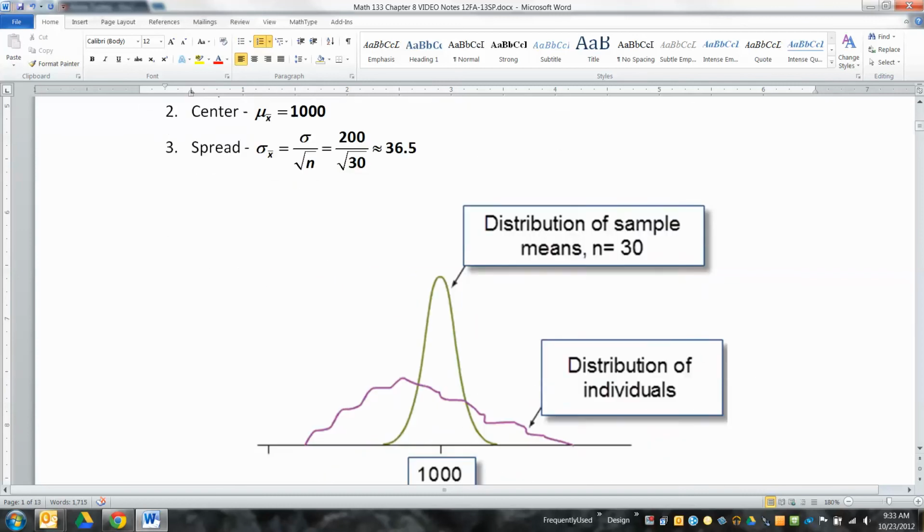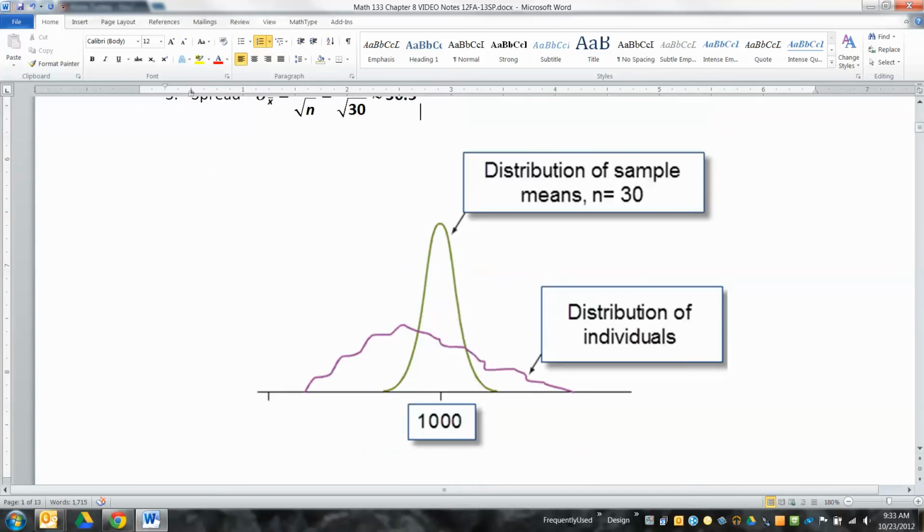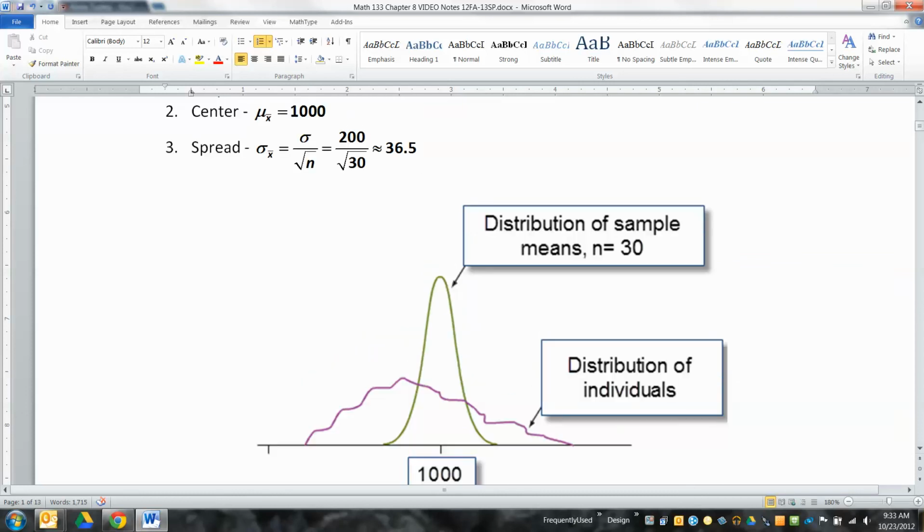Okay, by the way, just on a side note, suppose the individuals, see that purple guy, that's the individual distribution. It's a little skewed right, kind of lumpy, right? And notice the center is 1,000. And it's 1,000 for the purple one too. But when you look at groups of size 30, then the distribution makes this normal curve. Most of the classrooms are going to be right around 1,000. Very few are going to be way up high or way down low. That's the central limit theorem in a nutshell.